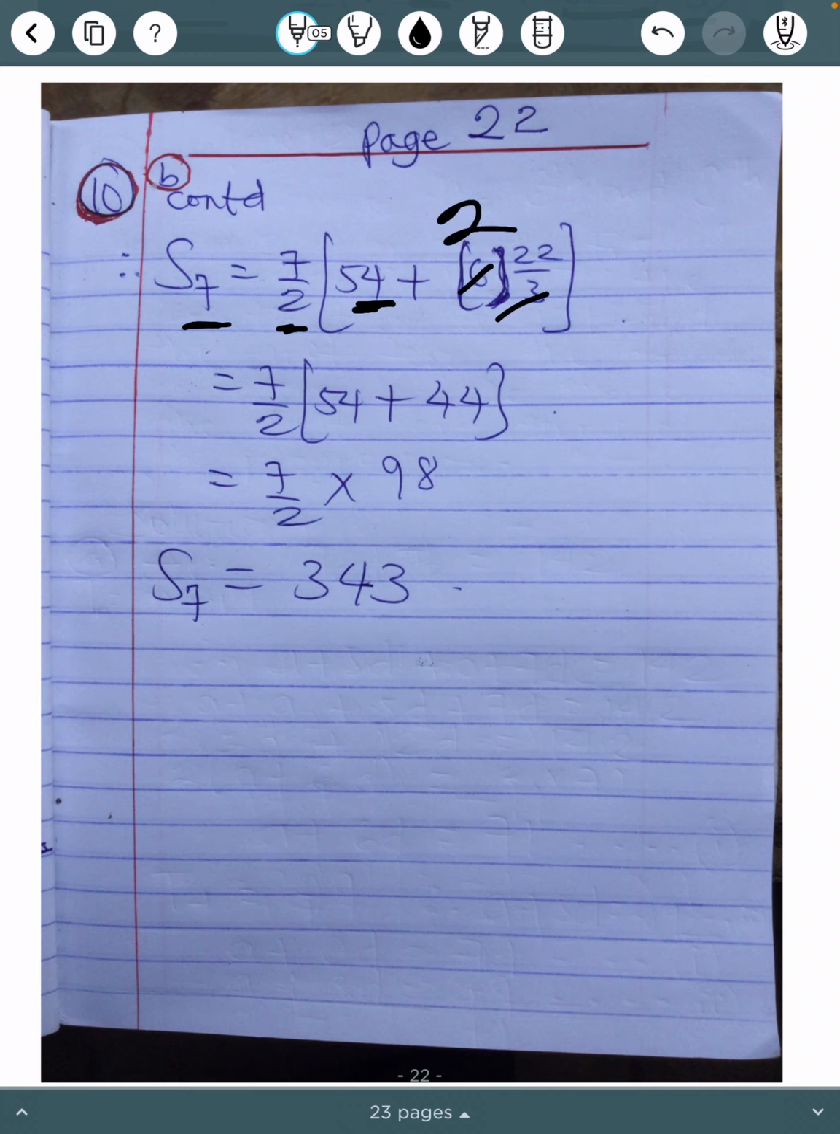3 in 3 is 1, and 3 in 6 is 2. 2 times 22 will give you 44. So 7 over 2 times 54 plus 44 will give you 343.